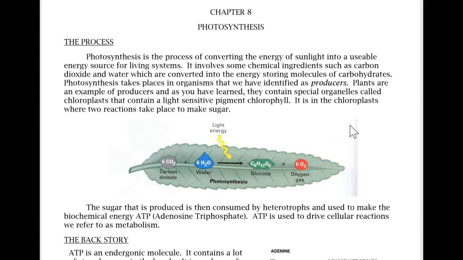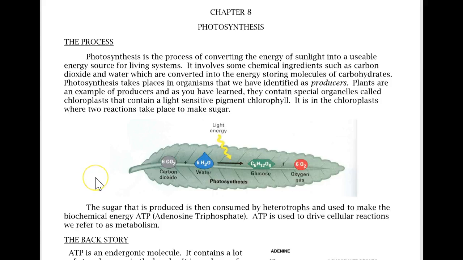So photosynthesis is the process that converts energy from sunlight, along with the chemicals carbon dioxide and water, into a usable energy source for living systems. Because consumers are going to eat the plants, and they're going to get that energy in order to do their cellular functions.